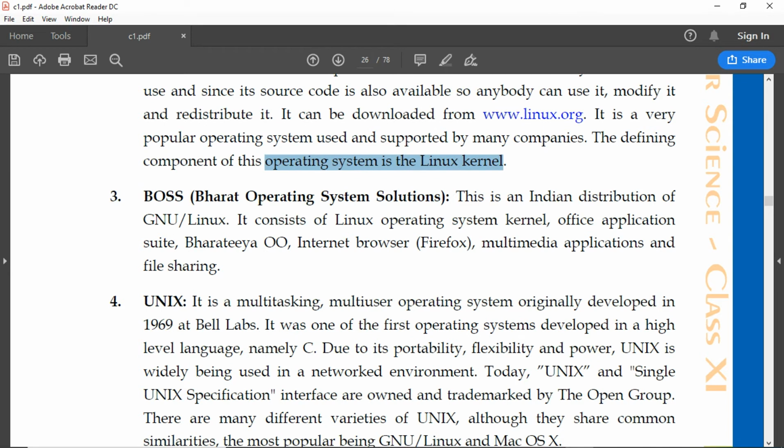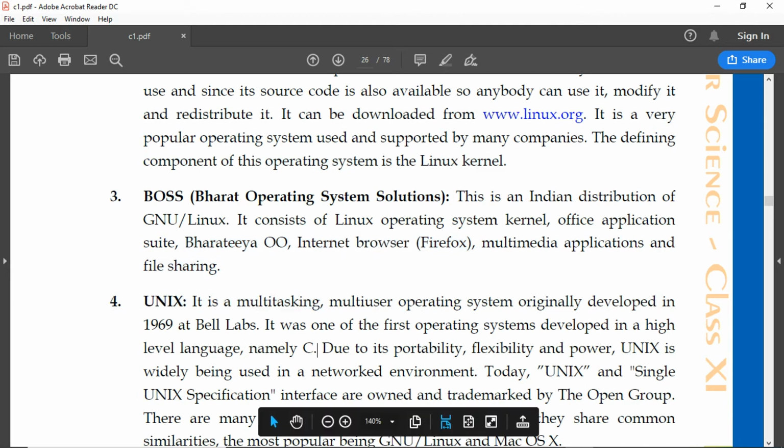3. BOSS, Bharat Operating System Solutions. This is an Indian distribution of GNU/Linux. It consists of the Linux operating system kernel, Office application suite, BharatOffice, Internet browser Firefox, multimedia applications and file sharing.